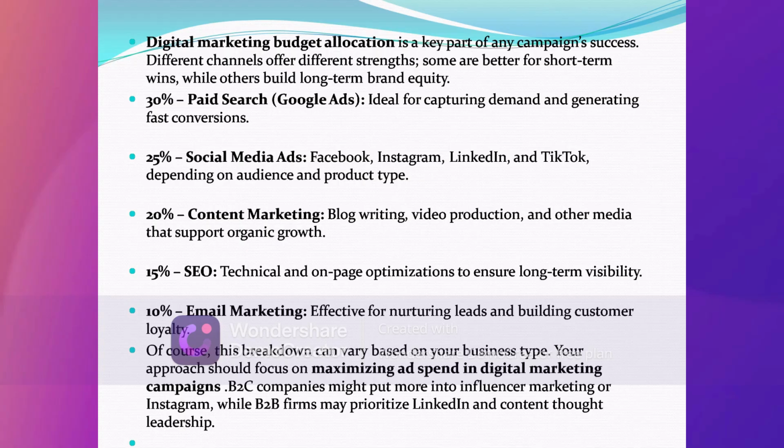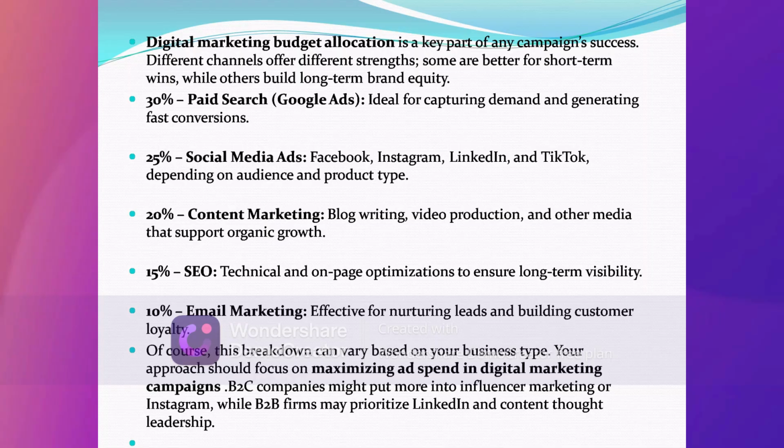25% you can have on social media ads. Yes, they are also becoming effective, but you will allocate 25% on social media. Then 20% on making the content. You have to write blogs, create videos, photo shoots, and various other media that support organic growth, because this content is very important in getting the optimization of the particular website.